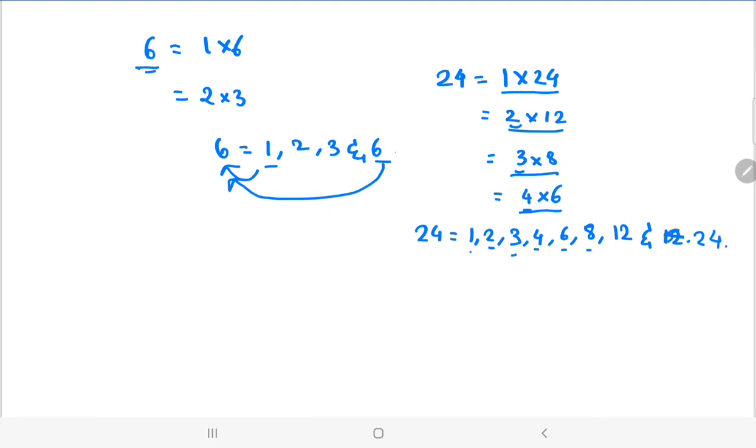As I already told you, 1 is a factor of every number and 24 is also a factor of every number. So what you need to do to find factors is, you need to make sure that you write all the pairs of how they are divisible. For example, you can write 1 into 24. Like that you need to write all of them, and in this way you can find factors. I hope you are clear with factors.